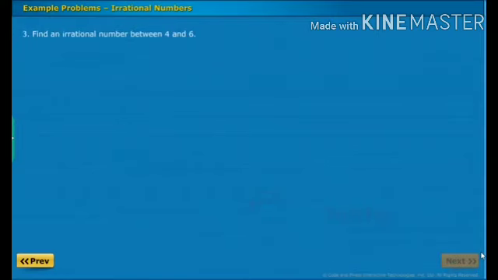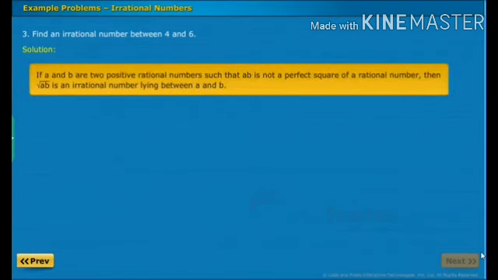Find an irrational number between 4 and 6. Solution. If a and b are two positive rational numbers such that ab is not a perfect square of a rational number, then root ab is an irrational number lying between a and b. Therefore, an irrational number between 4 and 6 is root of 4 into 6. By solving further, we obtain it as 2√6.